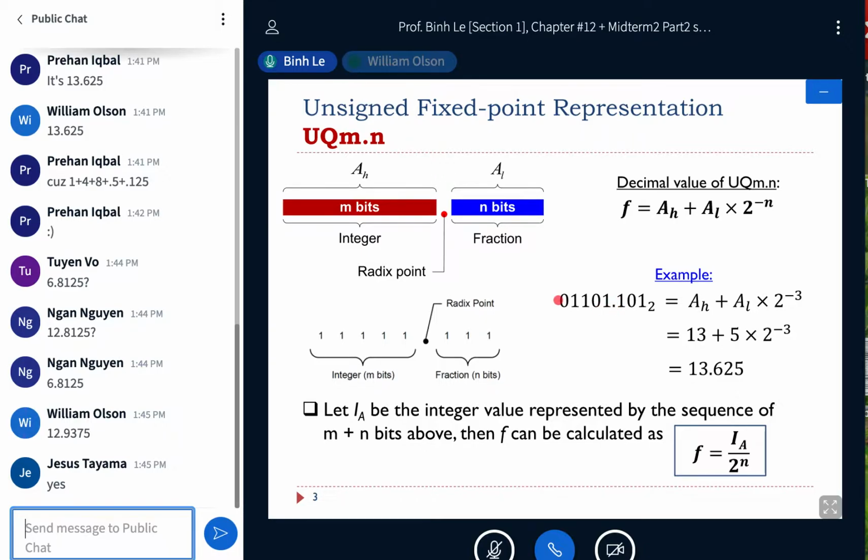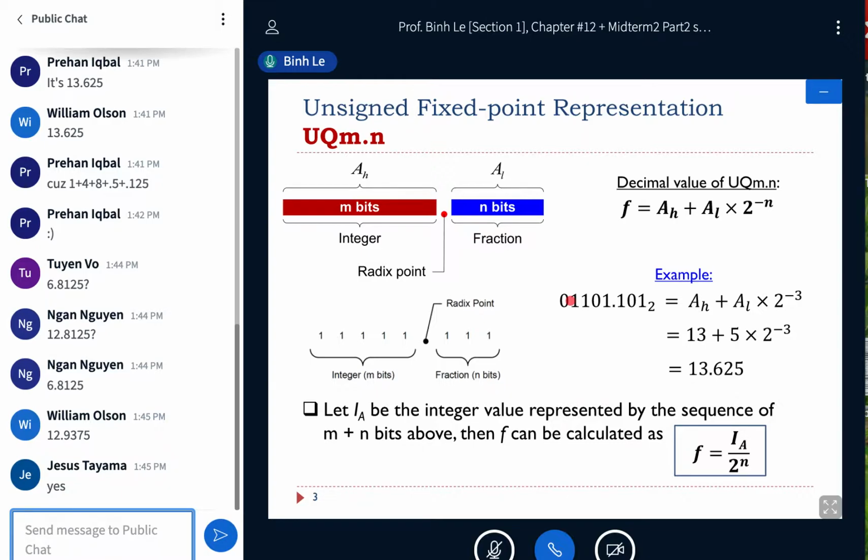Just look at the binary pattern over here, okay? The binary number over here, right? So that number, what is the integer value that binary number represents? Do you know?